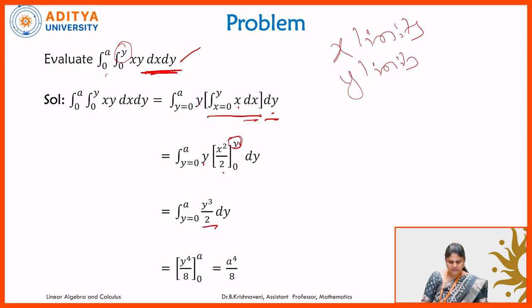Doing integration with respect to y, we get y⁴ by 4 into 2, that is 8, where the y limits are from 0 to a. Now substitute the y limits again: the upper limit y equals a gives a⁴ by 8, and the lower limit is 0. Hence the answer for this question is a⁴ by 8.